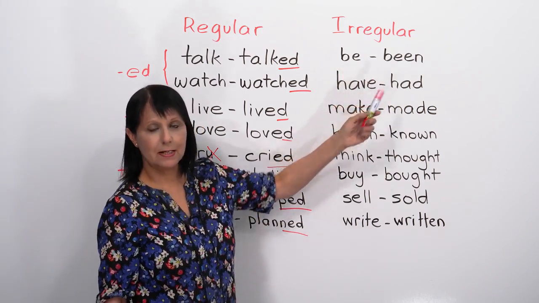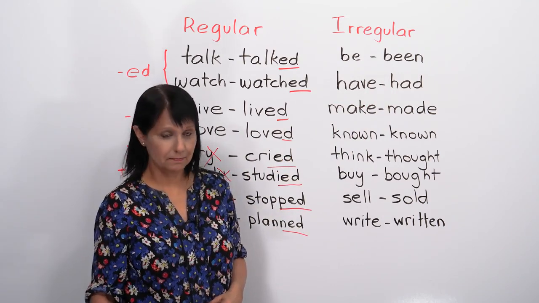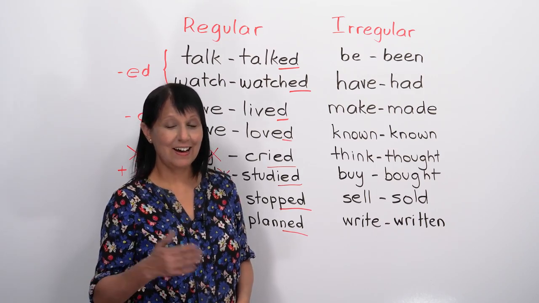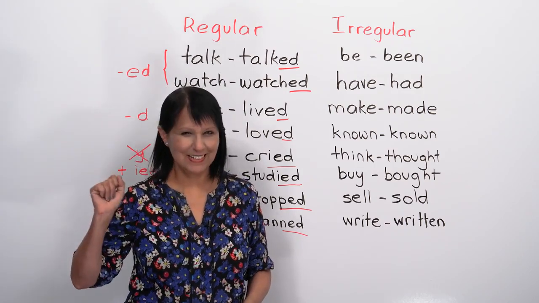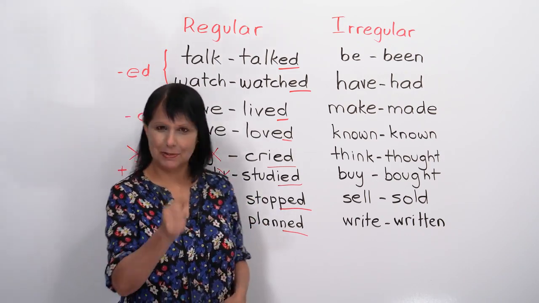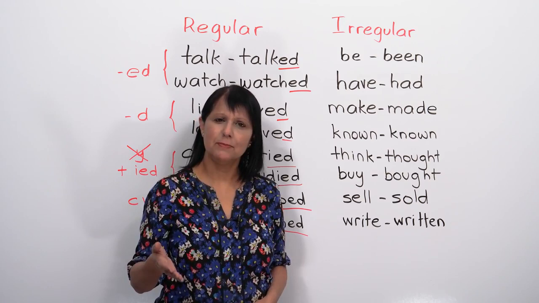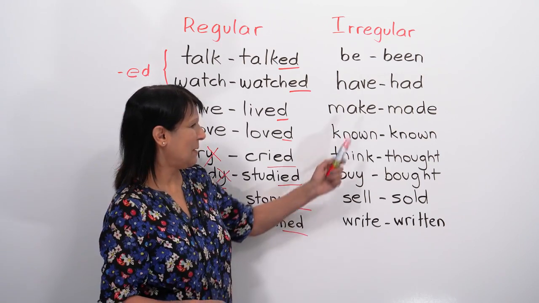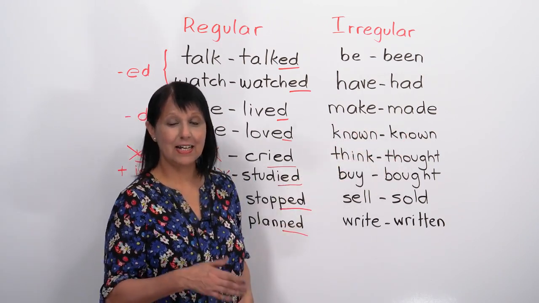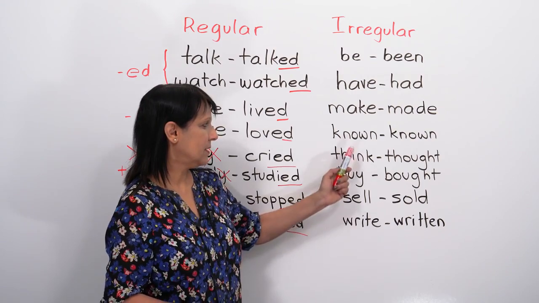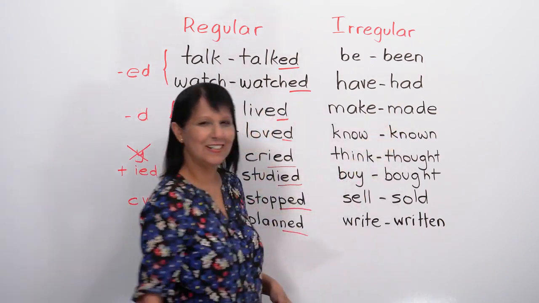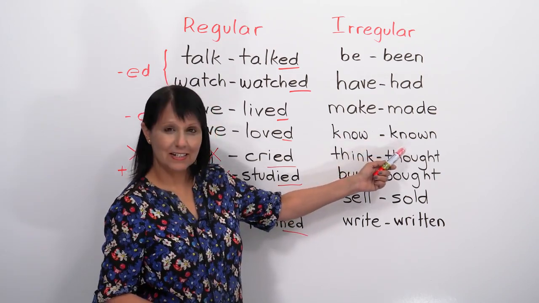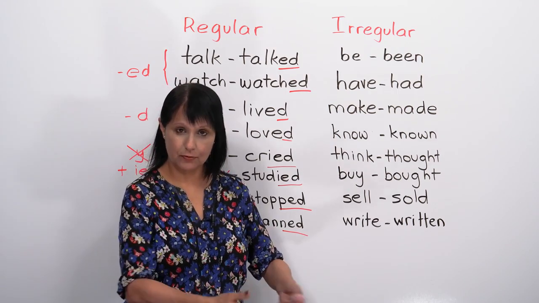So be becomes been. I had been. Have becomes had. I had had breakfast. Remember? You know that one now. You can even explain to someone why in English sometimes we say had. Because of the past perfect tense. Make, made. I had made. Know becomes known. So I had known. We had known each other for a long time.